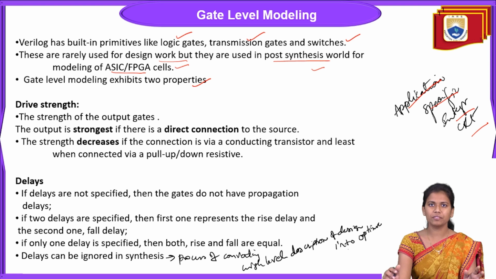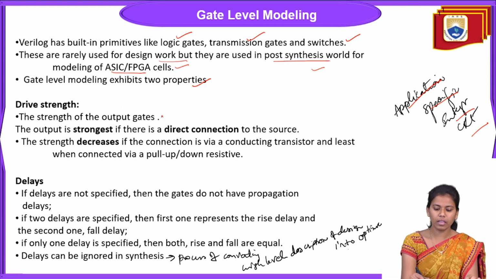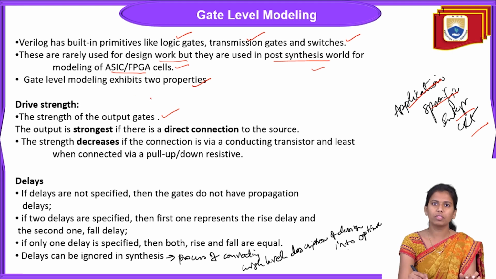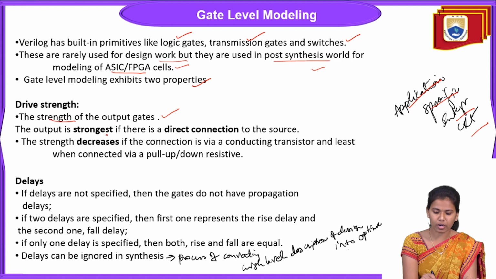So what does drive strength mean? The strength of the output gates. For every combinational circuit that you consider, especially complex circuits, there are some input gates as well as output gates. The strength of a particular output gate is nothing but the drive strength. That means with how much capability the output is driven. The output is strongest if there is a direct connection to the source.